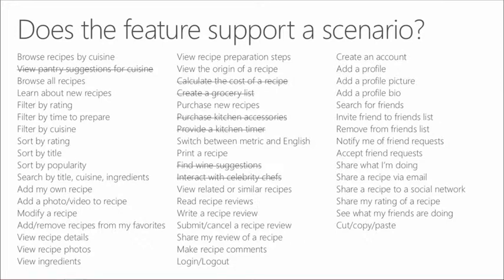First we ask ourselves, does this feature support the scenario? In this case, for instance, view pantry suggestions for cuisine or provide a kitchen timer. Those might be great features, but they don't support our great ad statement and the core scenarios we have defined in the previous steps. So those are features we remove from the list. We won't implement that, at least in this first version.